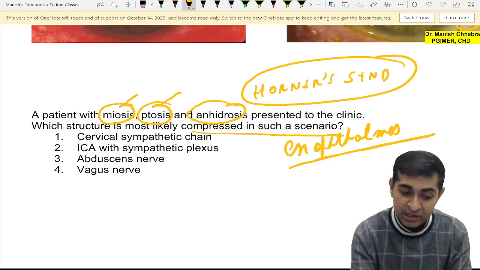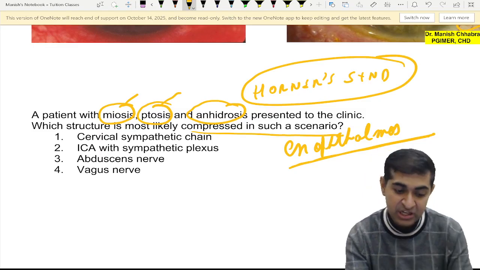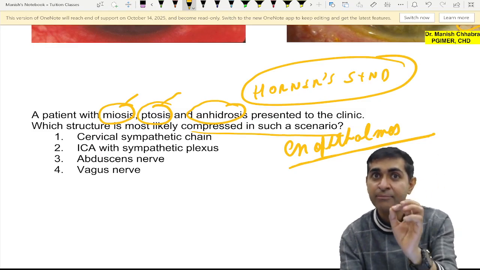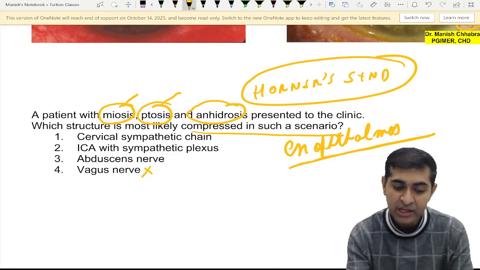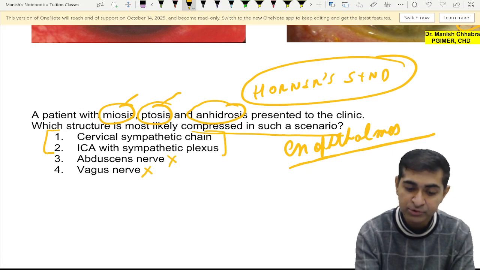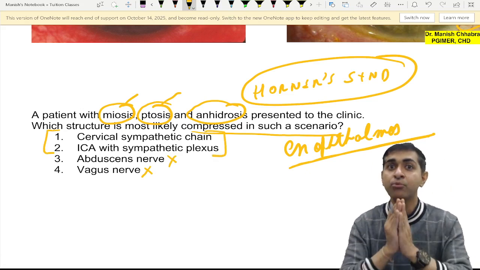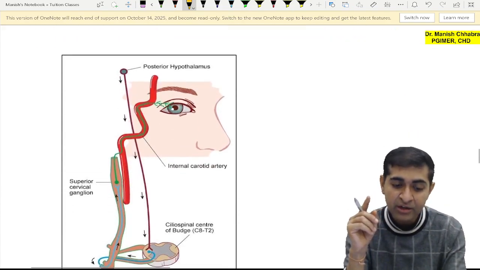But of course Horner syndrome is oculosympathetic paralysis. So there is paralysis, there is damage to the sympathetic fibers, right? So vagus nerve is eliminated, abducens nerve is eliminated. Now we are left with first and second option. Now first and second option both can cause Horner syndrome, but before that let's understand the Horner's pathway.